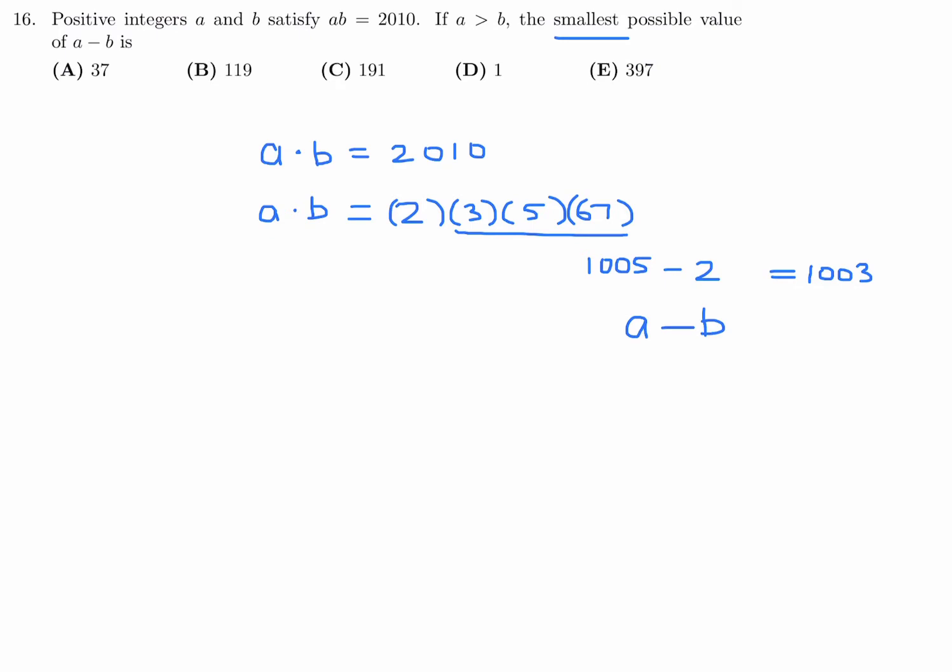So we have to choose something that will give us a very small value. And what I immediately notice is that if you choose 67 for a, then b is going to be 2 times 3 times 5, which is 30. And therefore a minus b is 67 minus 30, which is 37. And that is one of the answer choices, and it's the second smallest. The smallest is 1, and there's no way to get 1. It's impossible using the prime factors of 2010. So the answer to number 16 is A.